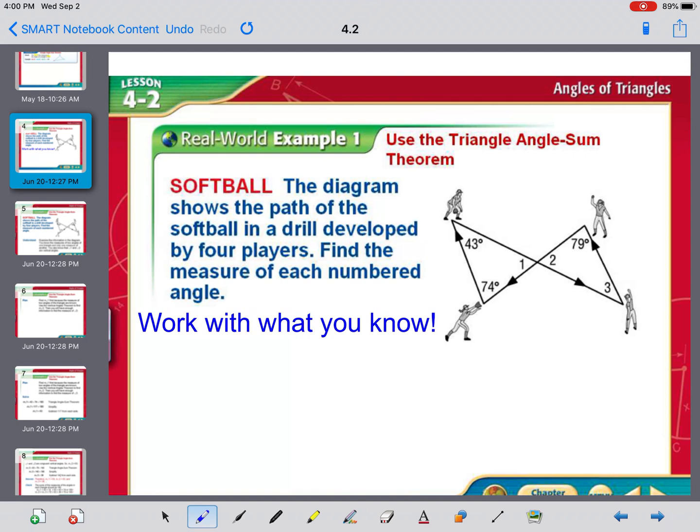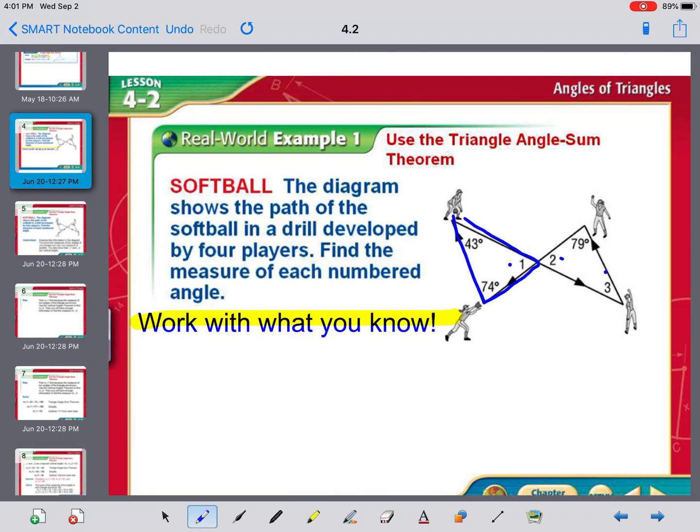We actually used that in the previous lesson to do a problem, even though we hadn't discussed it, because we've discussed it before. So we're going to use that. In this problem, we have this softball that's being thrown round and round in these players. I've told you before, they're trying to make it relevant, okay? I put this little thing here that says work with what you know. I put that there because sometimes you don't know everything, but you start with what you do know and you work toward what you don't know.